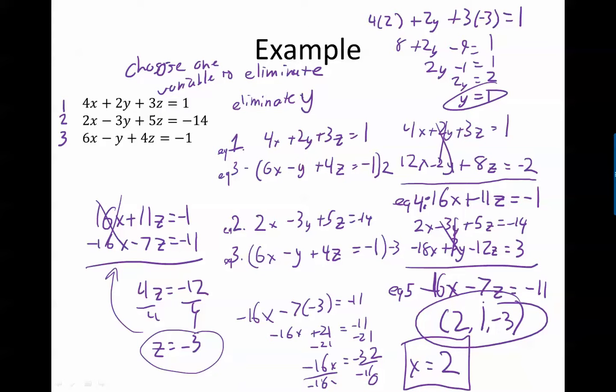All right, there's a lot to unpack on this. It's going to take some practice. The method is very similar to what we've done, but you need to practice it.